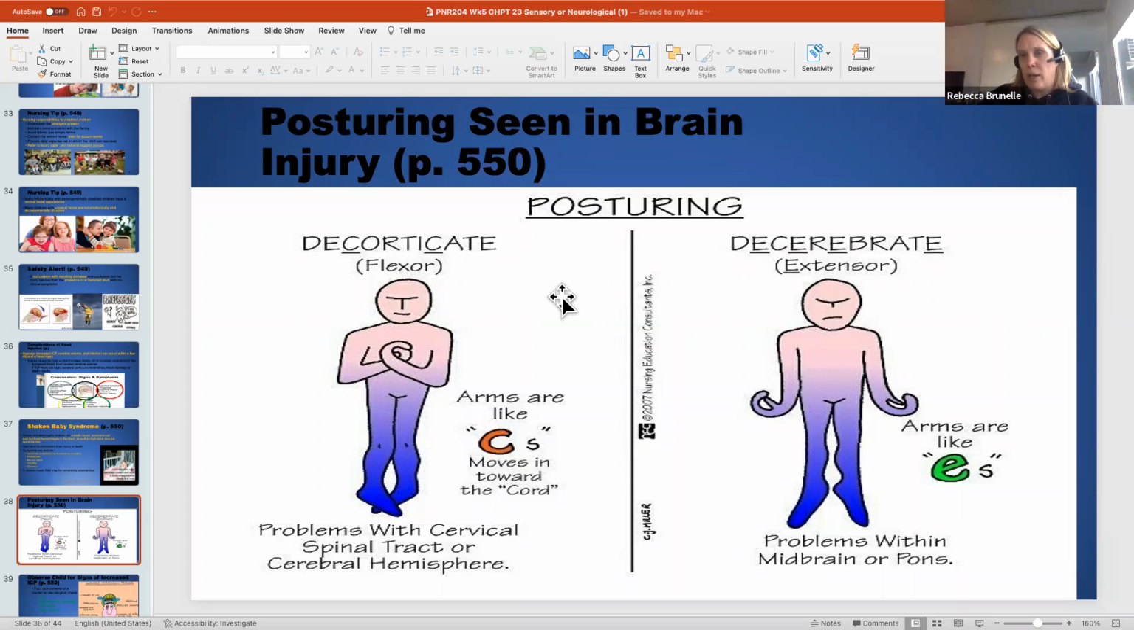So this is just a way when someone comes in, if they're posturing, it's a bad sign. It's never a good sign for a patient to be posturing. This is a way for you to try to figure out where they've had a neurological injury.